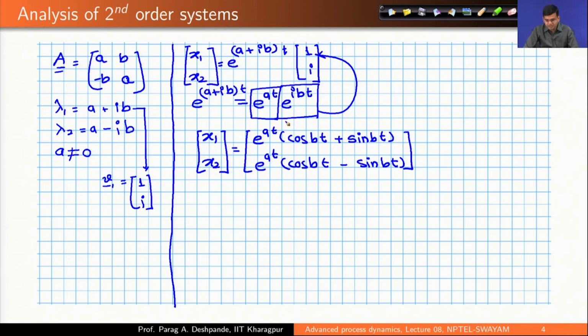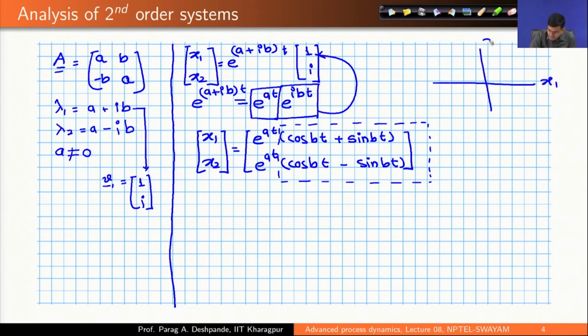But what is the effect of multiplication of e to the power a t on this circular behavior? If I consider only the previous solution, my behavior was like this: x 1, x 2, and I have a center solution, right. Depending upon the value of b, you would have one or the other direction of the arrow. But now I have multiplied this circular effect by e to the power a t.